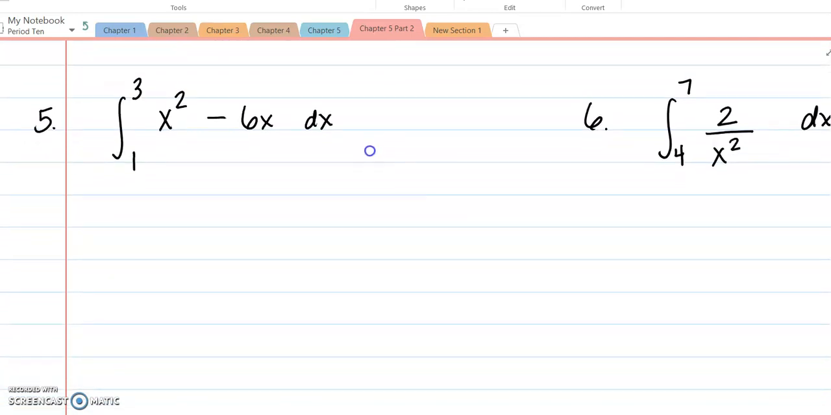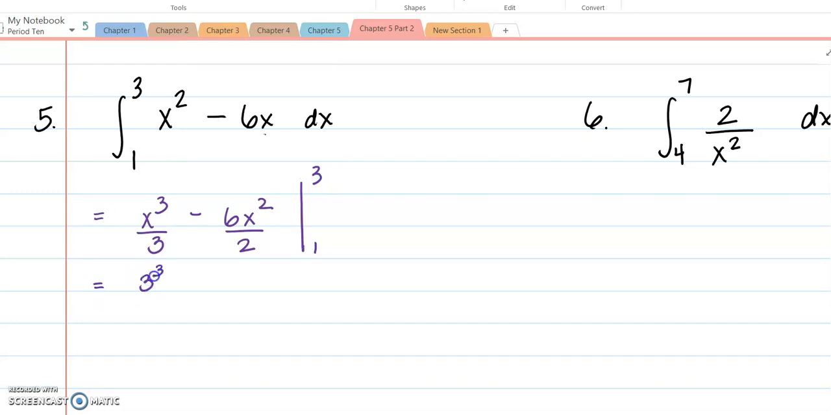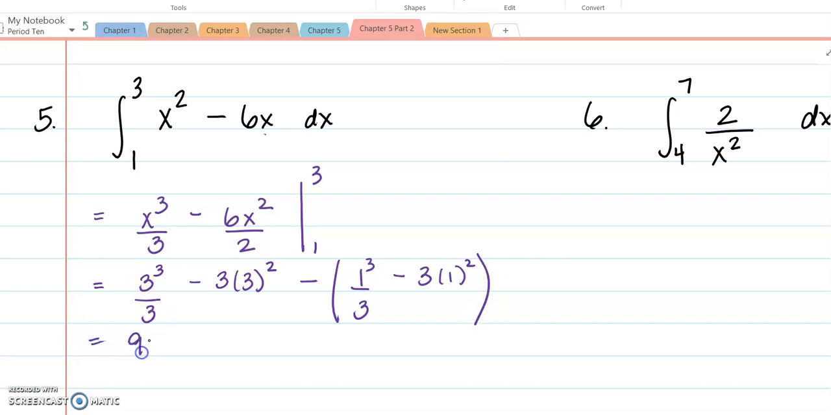Number 5. Find the antiderivative of each of these. So we have x cubed over 3 minus 6x squared over 2. Evaluate from 1 to 3. So 3 cubed over 3 minus 3 times 3 squared. That's plugging in 3 to each of these terms, minus plugging in 1.